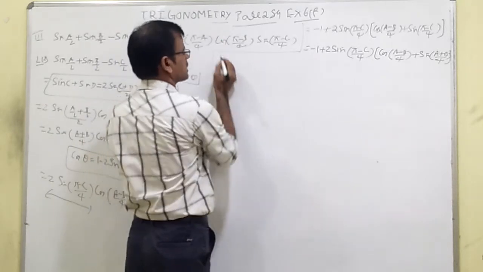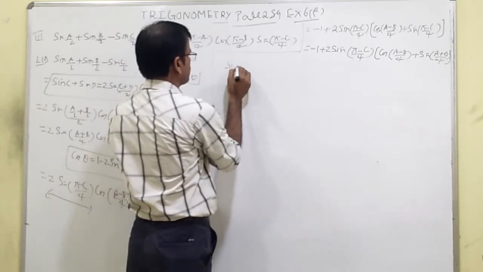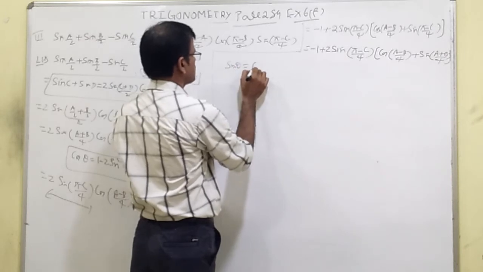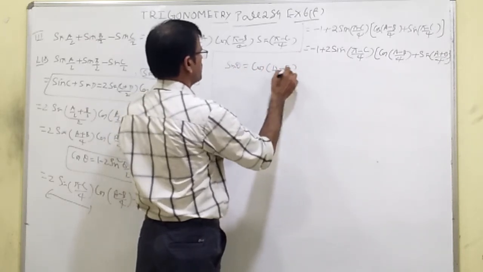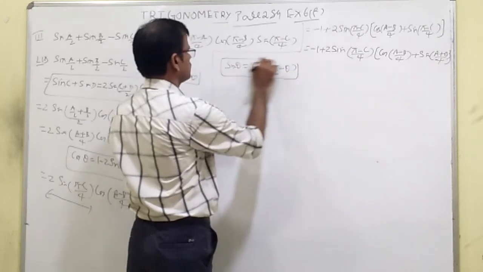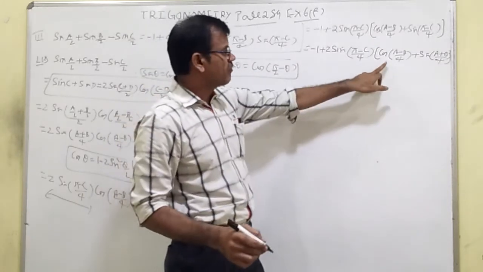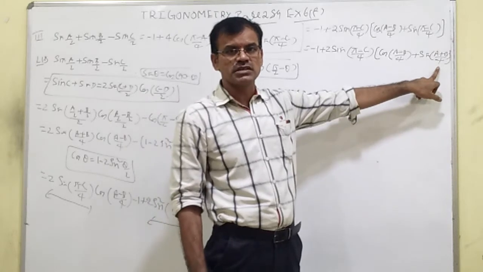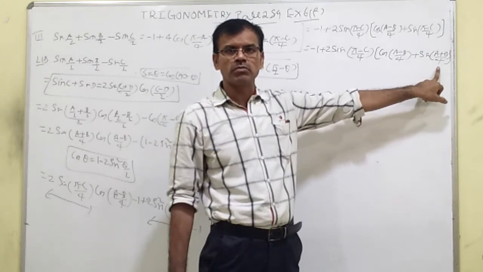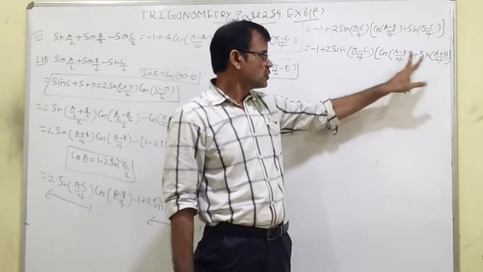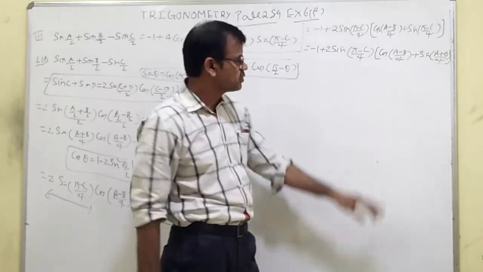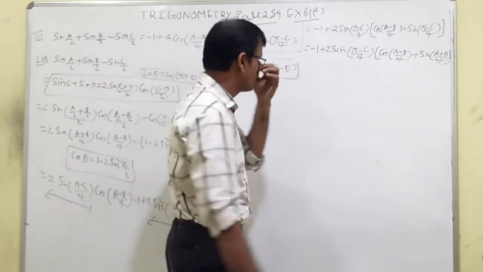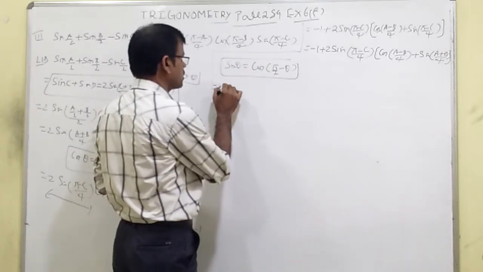minus 1 plus, next formula I am writing, that sin theta is equal to cos of (pi by 2 minus theta). Here one cos is there and one sin is there. There is no proper applicable formula for cos and sin. Two terms will be sin or two terms will be cos. So you should not get a proper formula. That is why you can understand here.